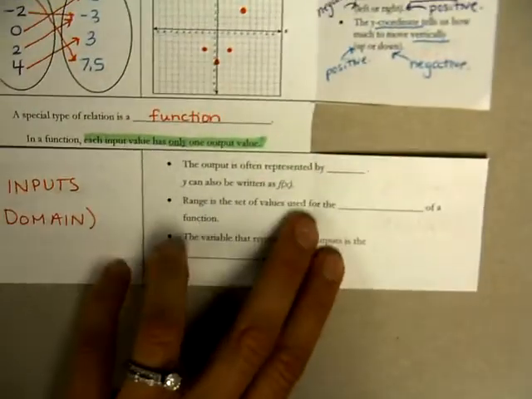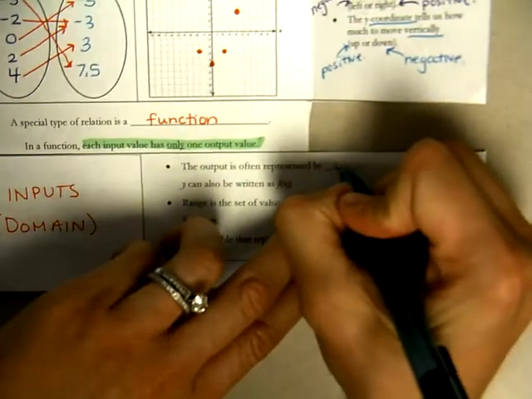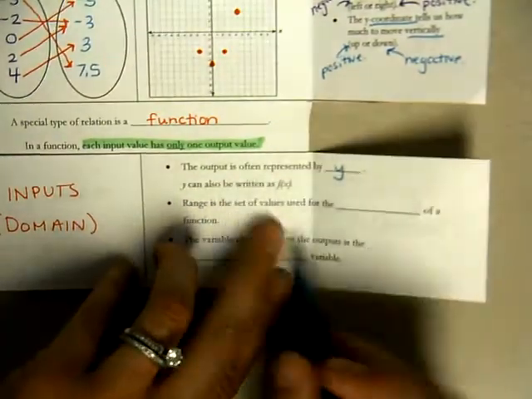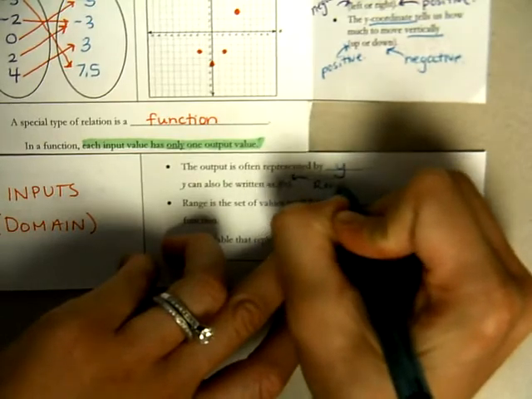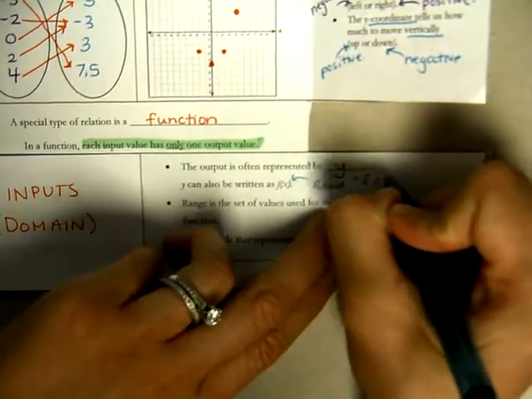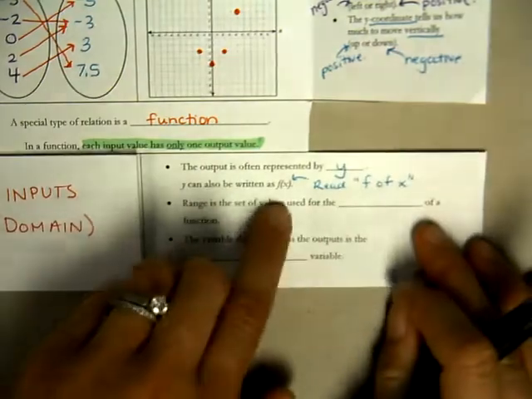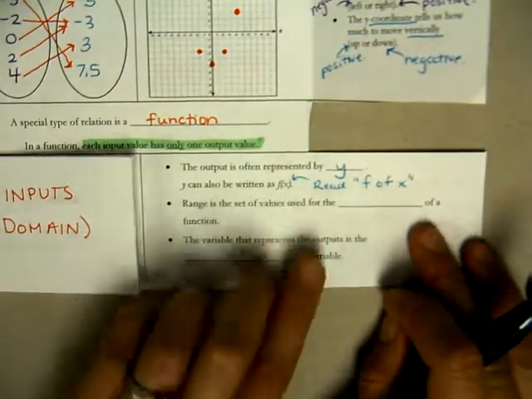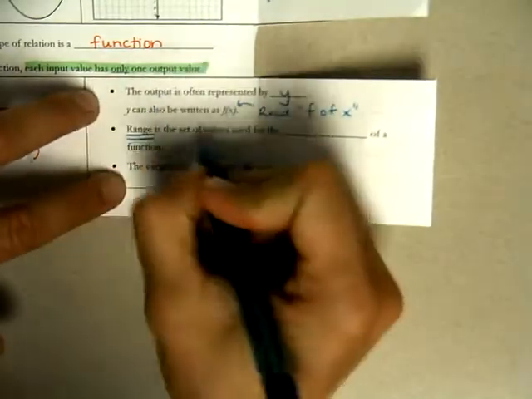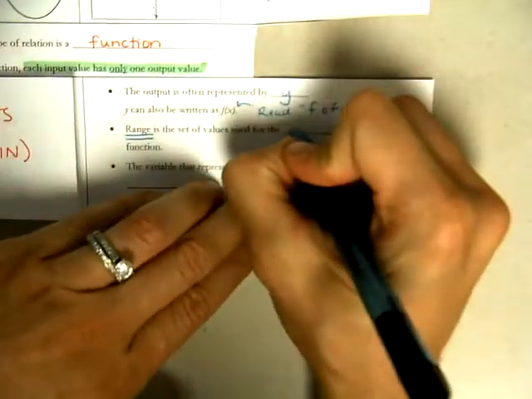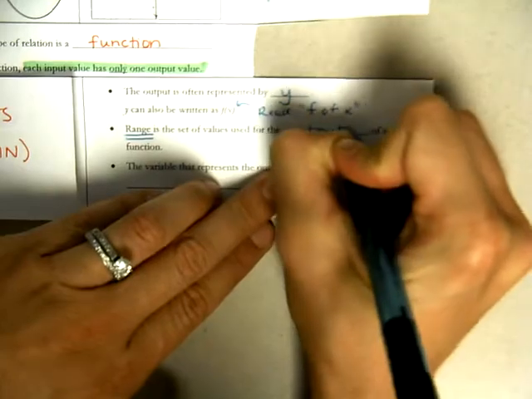The output is often represented by y. Y can also be written as f of x. So let's write that in here. This is red, f of x. And we're going to talk more about this later. This is called function notation. The range is a set of values used for the outputs of a function.